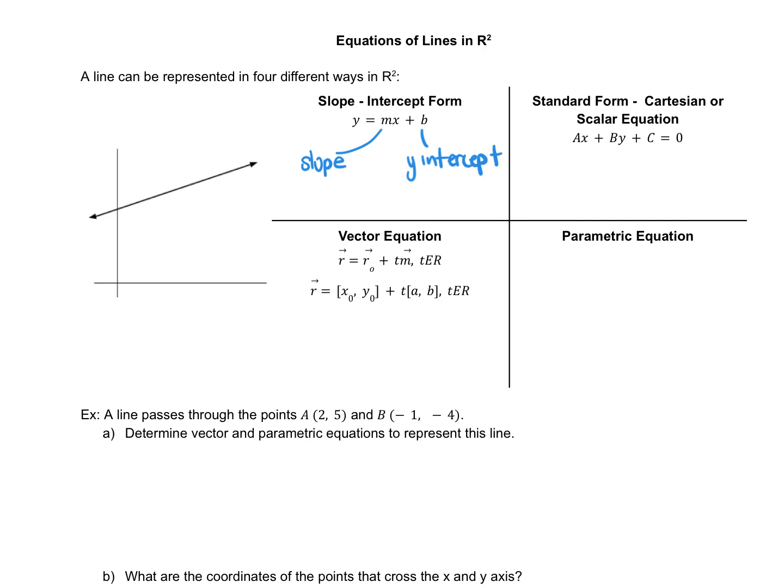This is also called the Cartesian or scalar equation. Now, there is an important property related to this Cartesian form, and I will talk about it momentarily. The third equation is the vector equation of a line in 2D. And the vector equation of the line is vector r is equal to vector r naught plus the parameter t times vector m, where that parameter t is any real number.